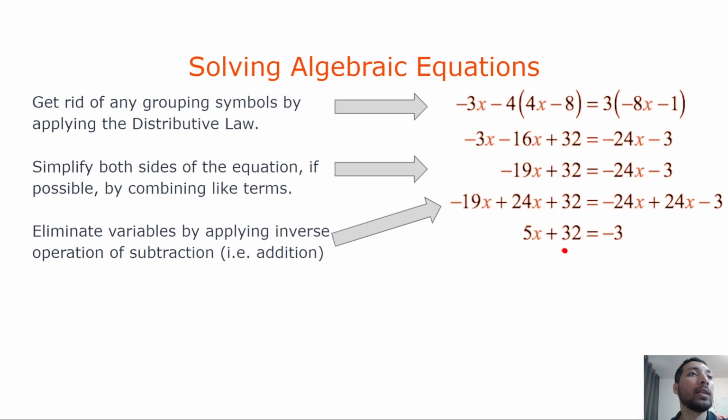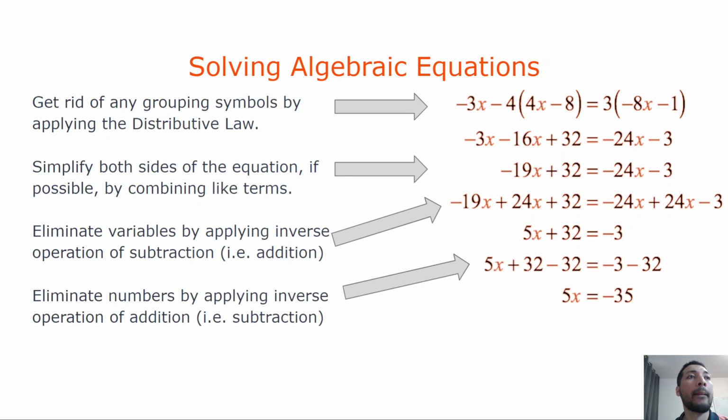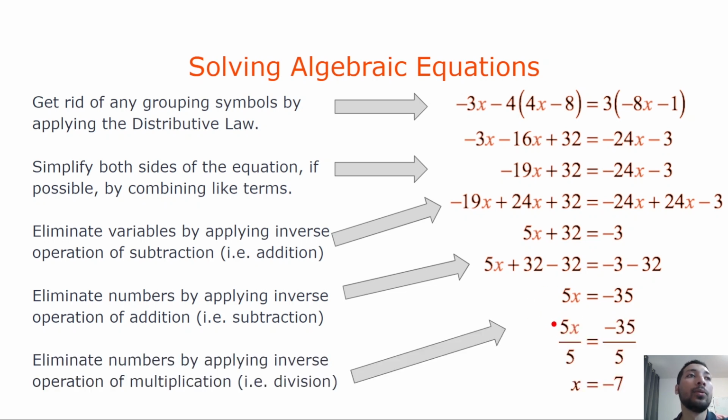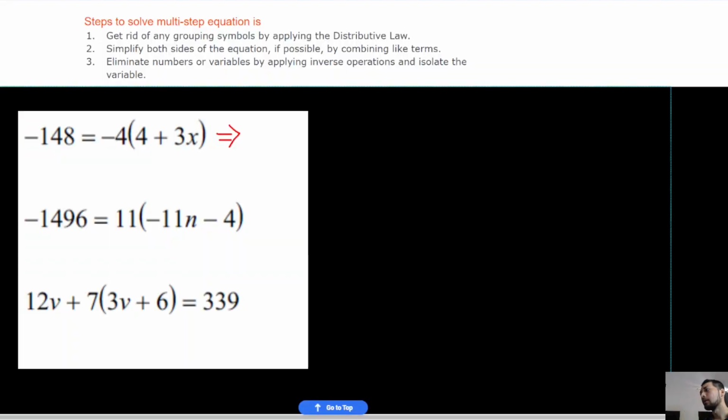Now we need to get rid of this 32 from the left side to the right side. So we subtract 32 from both sides. If we subtract 32 from both sides, we get 5x equals negative 35. So now we divide both sides by 5. We get x equals negative 7. You can see that we are using the same strategy over and over again, but in different ways to get the variable isolated. And this is how we solve the multi-step equation.